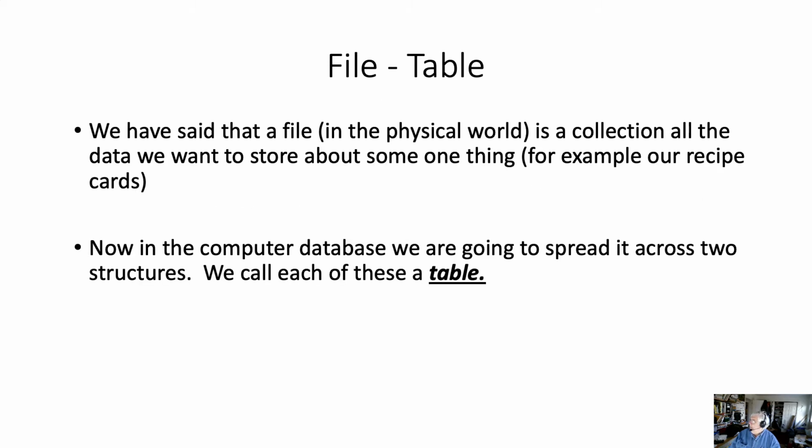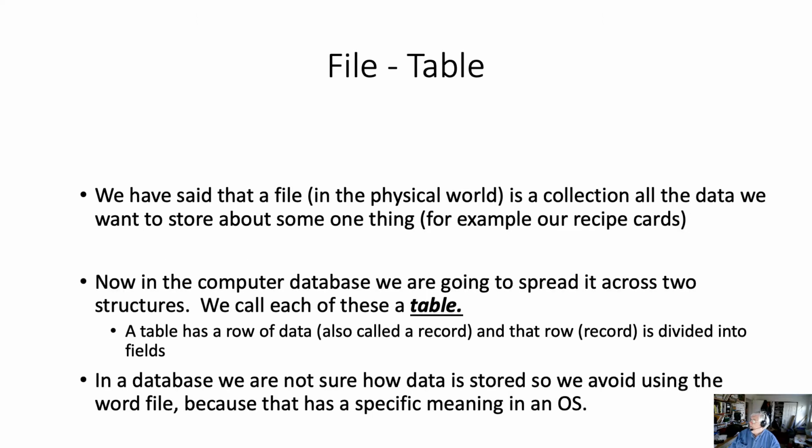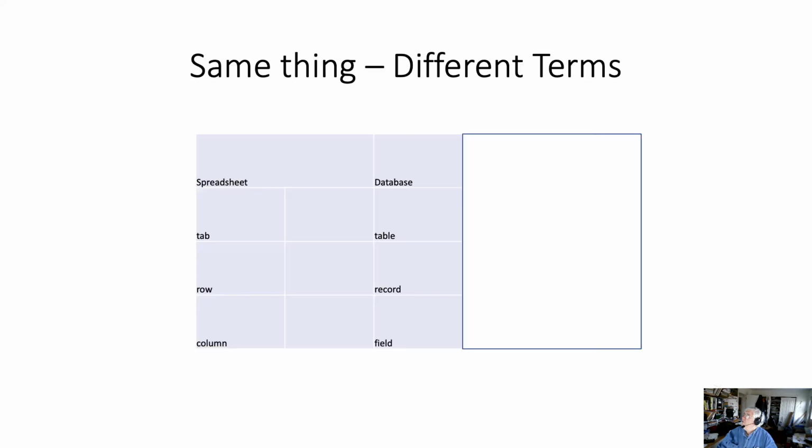Now, in a computer database, we're going to spread it across two structures, and we call each of those a table. A table is a row of data called a record, and that row, or record, is divided into fields. In a database, we are not sure how data is stored, so we avoid using the word file because that has a specific meaning in different operating systems, and we don't want to use that word to avoid confusion.